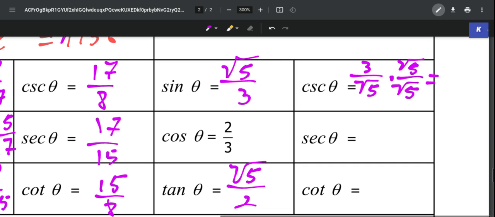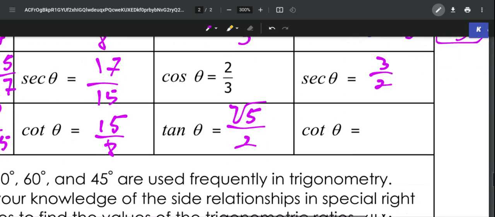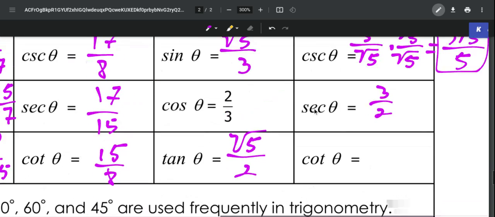And then that's going to give us 3 square root of 5 over 5, and that is cosecant. So that's where things get a little weird when you have a radical on the bottom, but we can deal with it. For secant, it's pretty easy. We just flip cosine, which is 2 over 3, so we'll get 3 over 2. That one's pretty easy.